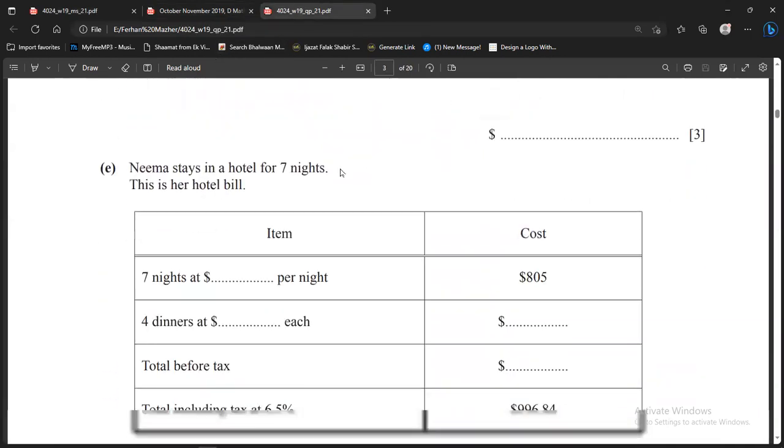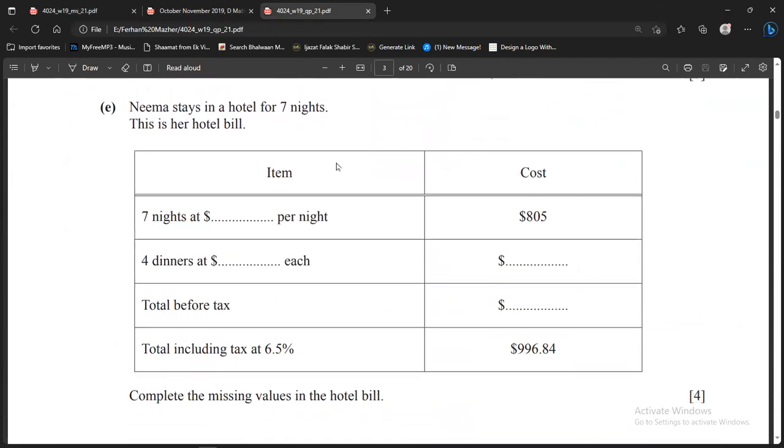Okay, so we are going to the next part. That is question number 1, E part. It says Nima stays in a hotel for 7 nights. This is her hotel bill. Here are the items, and here we have the cost.